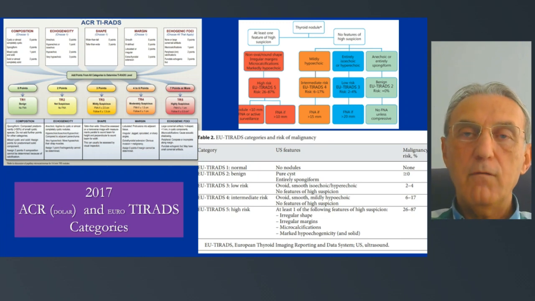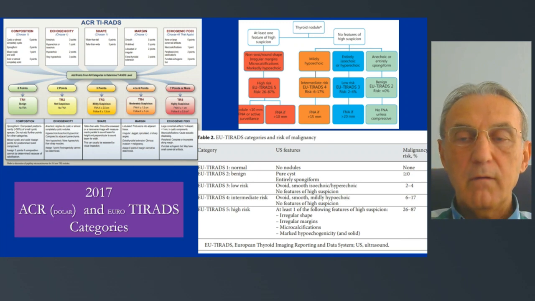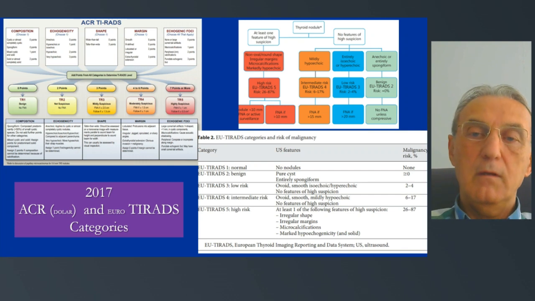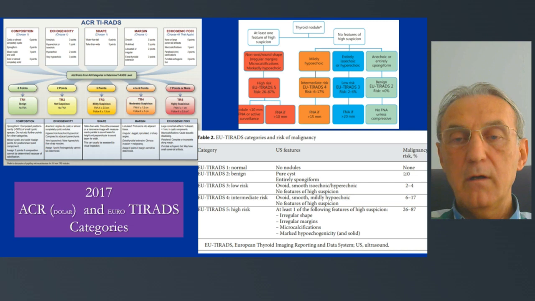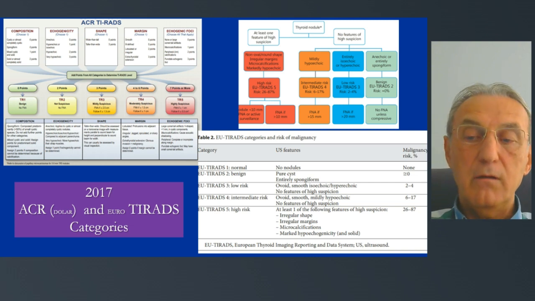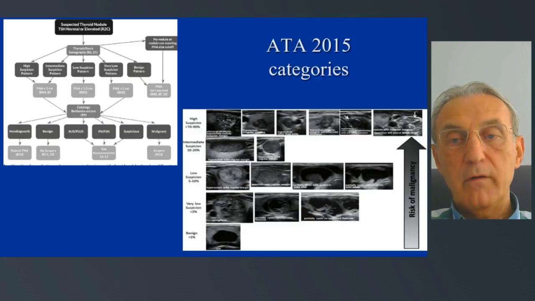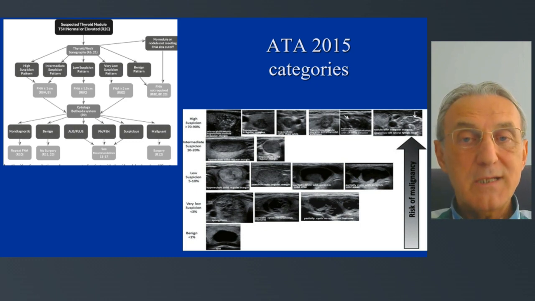So we have stratification criteria, and after 2005 there have been many systems, but the most used 2 or 3 of these are ACR thyroids and Eurothyroids classifications, and on the other hand the American Thyroid Association stratification system is also quite popular. It has been established in 2015.